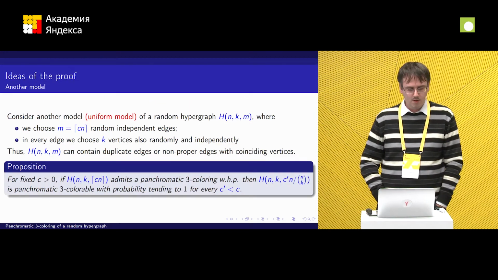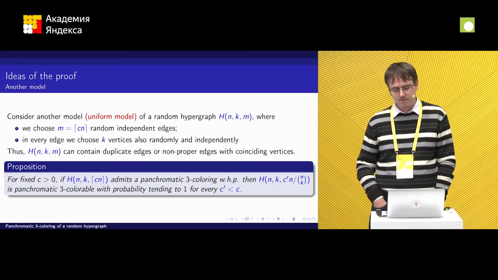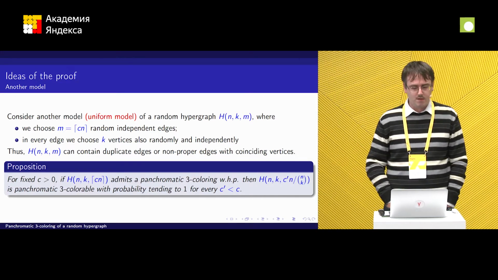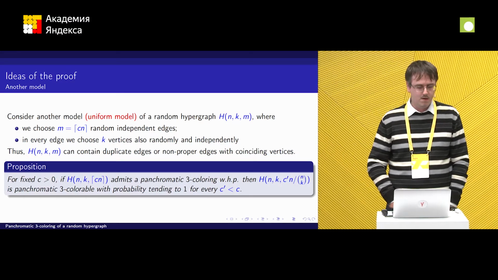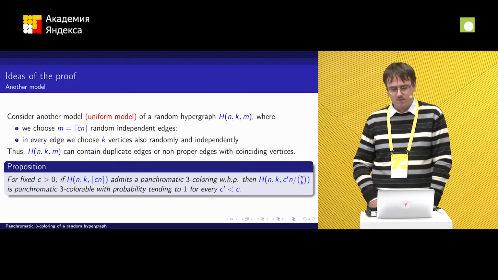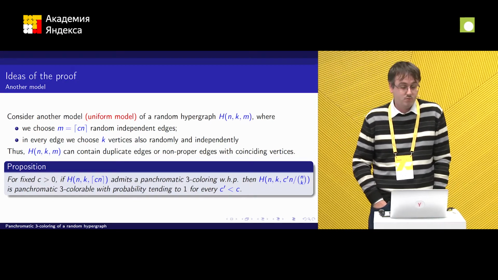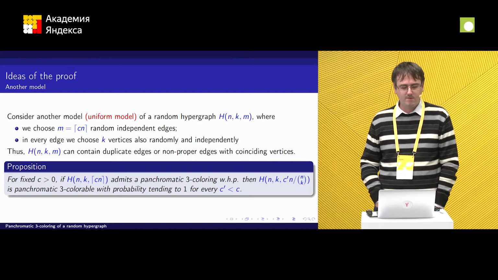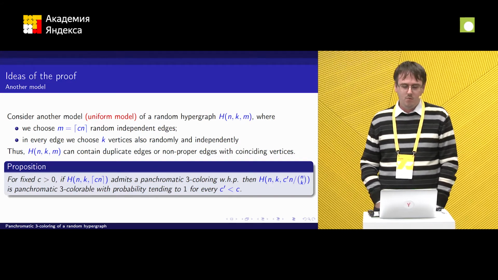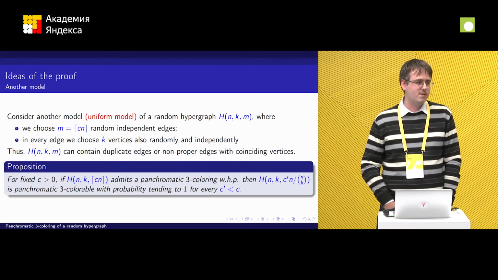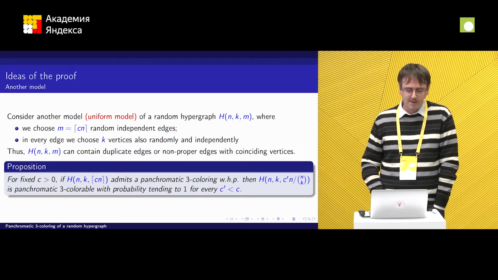For proving this, we will consider another model, which is in fact a uniform model over a random hypergraph instead of the binomial model. So we consider a random hypergraph H(n,k,m), in which we choose m random independent edges. m is equal to cn, of course. The number of edges will be the same. And in every edge, we choose k vertices also randomly and independently. Why? It is much easier to calculate something when you have independence.